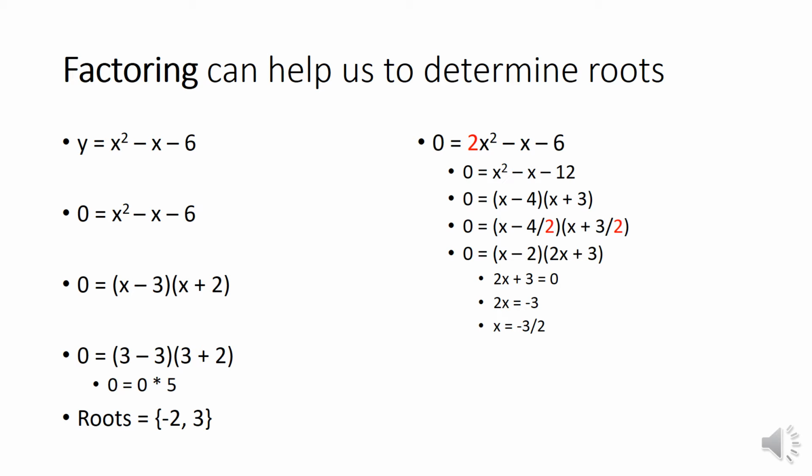All right, and we can see this if we plug that back into what we originally had. 2 times negative 3 over 2. In that case, the 2's are going to cancel each other out. And so you're just going to have negative 3 plus positive 3, and that is equal to 0. So in other words, if we plug in negative 3 over 2 for the x value in that second parenthetical, that's going to make that second parenthetical equal to 0. So our two roots in this case are going to be negative 3 over 2 and positive 2.